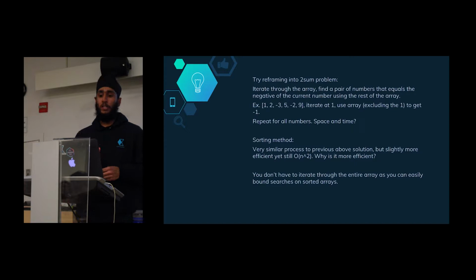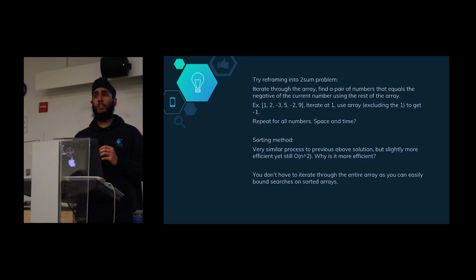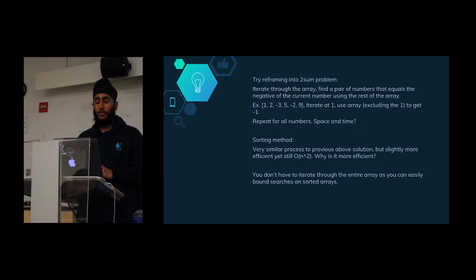The first one is we're going to try reframing this into a two-sum problem, right? So you iterate through the array and find a pair of numbers that equals the negative of the current number using the rest of the array. That sounds like a mouthful, but here's an example. If you start at 1 and you're trying to find 0, you're basically saying find a pair that makes a negative 1 with the rest of the array.